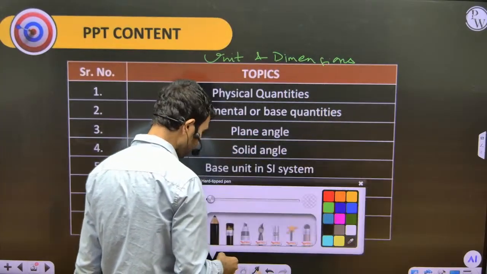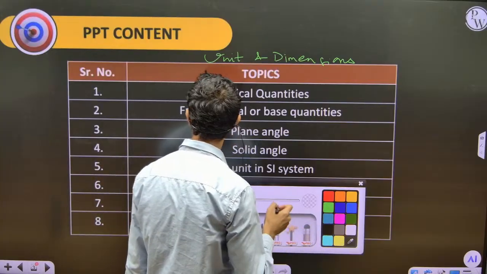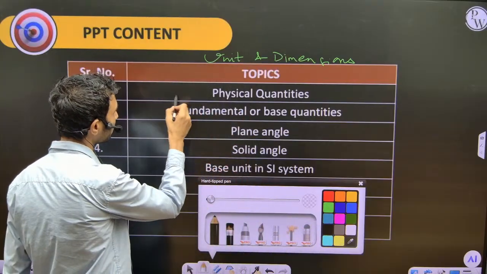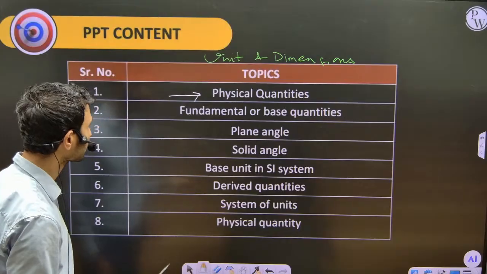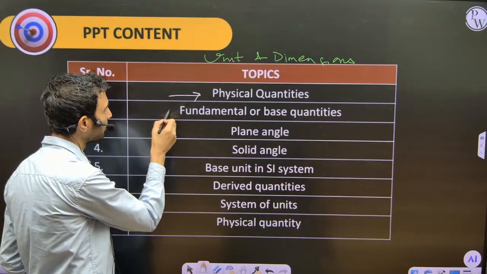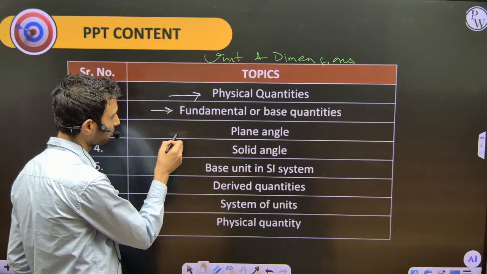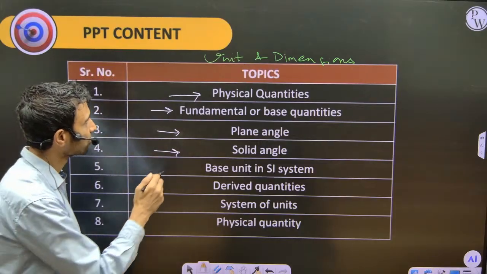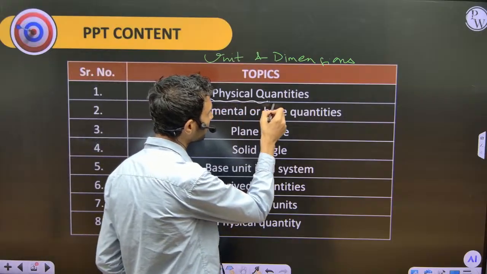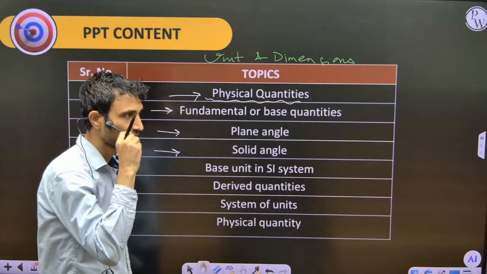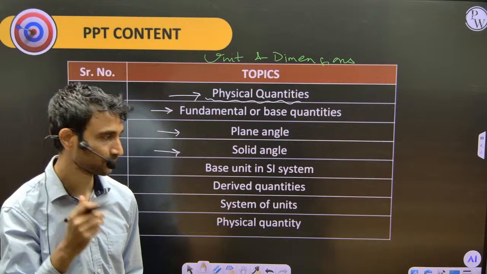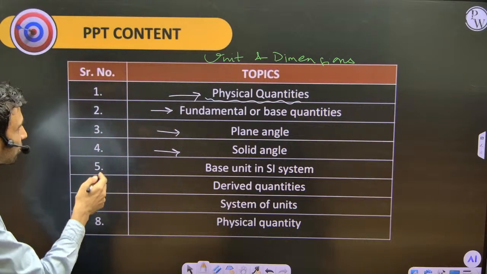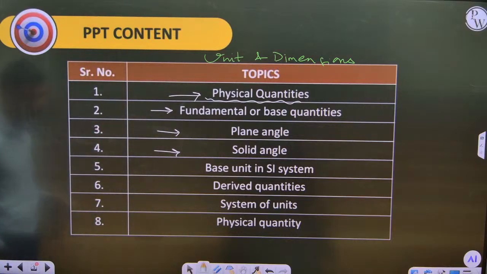Right. And in units and dimensions, we'll be covering these topics. First of all, we'll be seeing what are physical quantities, then what are fundamental or base quantities, what is plane angle, what is solid angle, and so on and so forth. So we'll first start with physical quantities. Right? And let us see what are physical quantities, and then we'll go ahead with the rest of the topic.